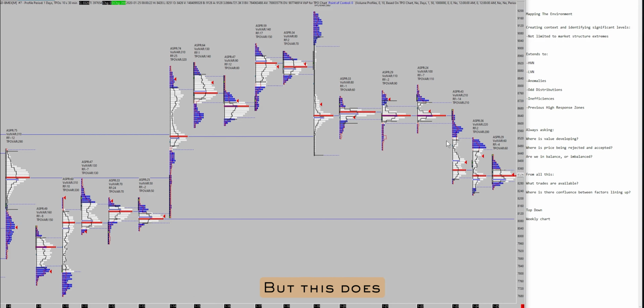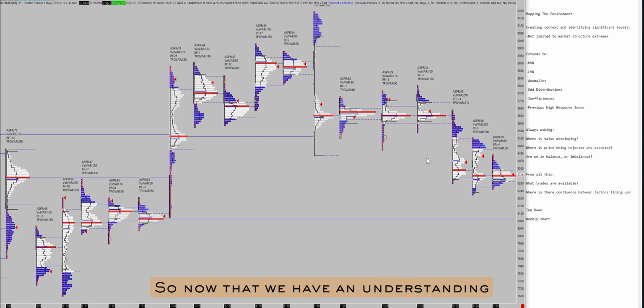But this does start from a top-down approach. So we do start from the weekly, but from there what you'll see is a lot of traders who are using market profile, they'll have very detailed charts where they will have their levels mapped out, they'll have their levels labeled, and they'll know what they're looking for. So that's what our focus is going to be on.